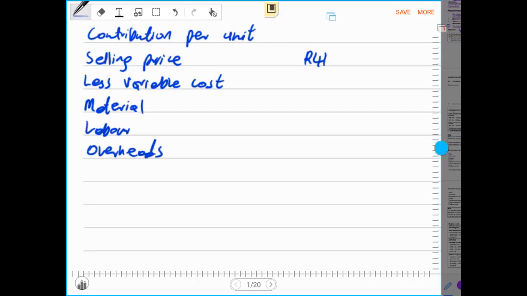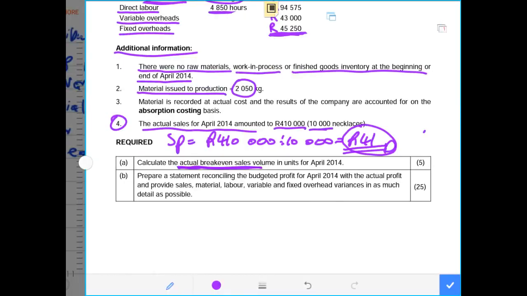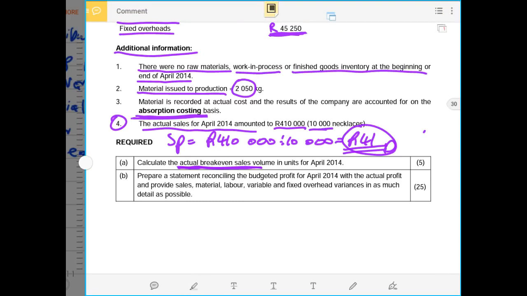The fact that the company is using an absorption costing system, I want to emphasize on that. It does not mean that when we are calculating our contribution per unit, we must take into account the fixed cost. That is not applicable in that context. Only when you're calculating the total cost per unit or the production cost, you account for the fixed cost in total or per unit. In this case, we are not calculating the total cost of production, but we are calculating the contribution, which is the difference between the selling price per unit and the variable cost all in total.